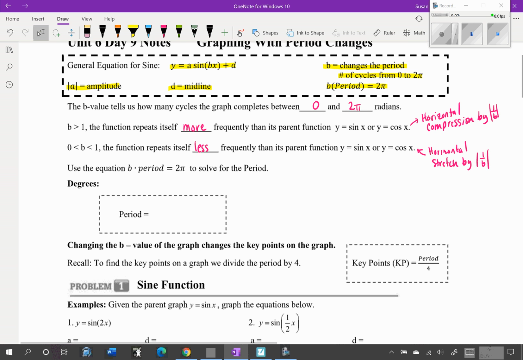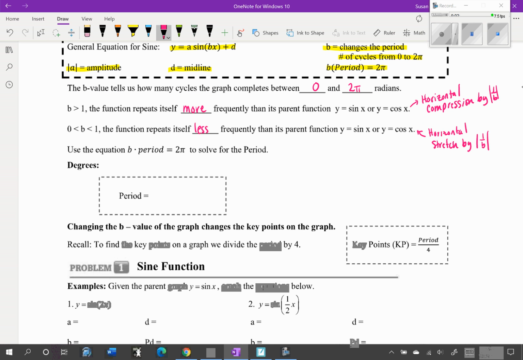So we're going to use the equation b times the period equals 2 pi to solve for the period. So if I solve for the period, divide both sides by b, I get the period is equal to 2 pi over your b value from your equation. So we're going to be using this a lot to help us solve. So it's an important formula.